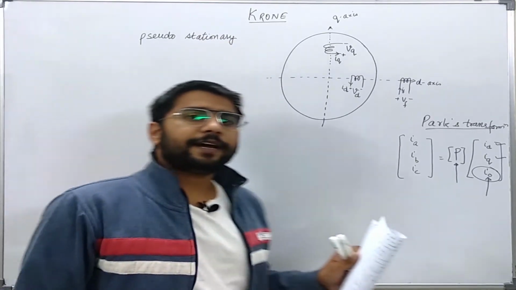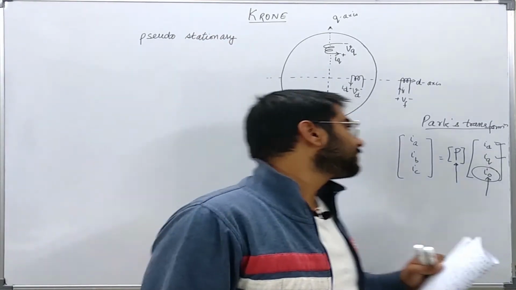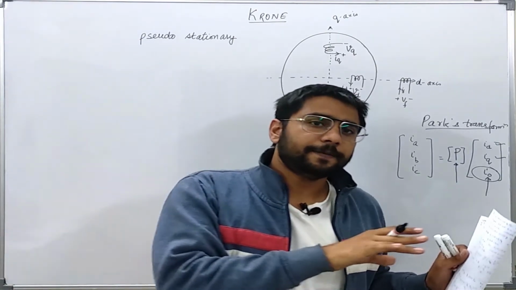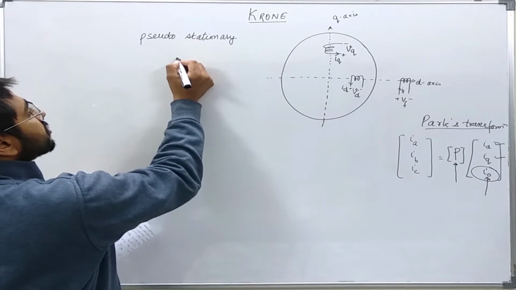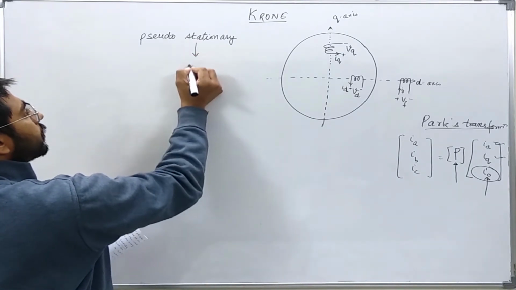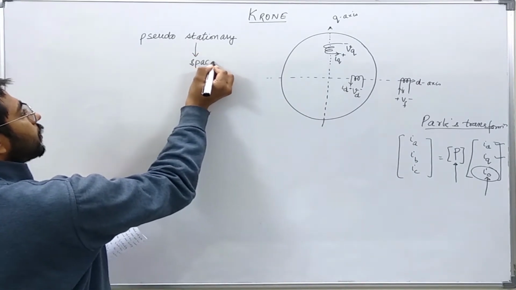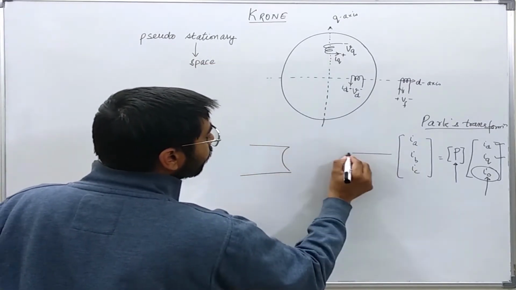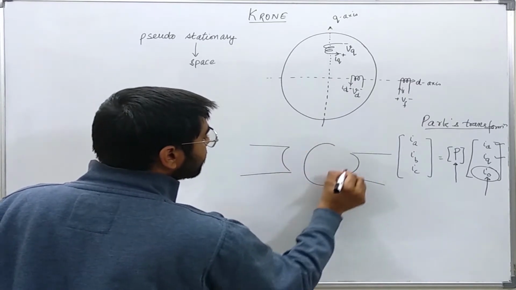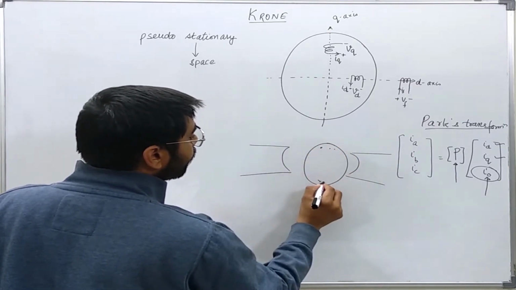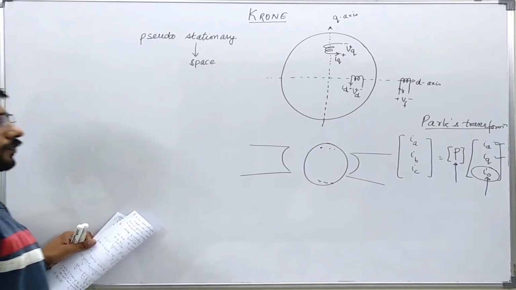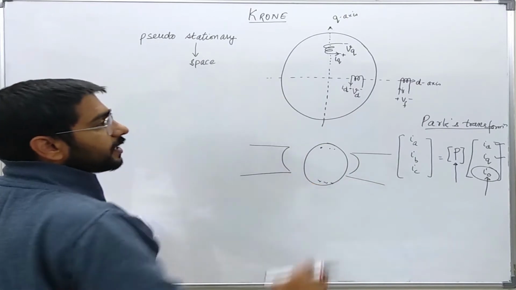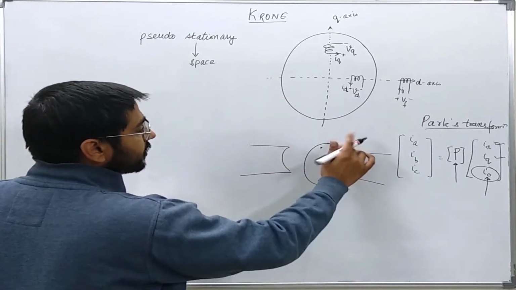You might have seen during the study of DC machines that the armature flux in a DC machine is always stationary in space. Usually in a DC machine there are poles and there is the armature with the various conductors. The field created by the armature is also stationary in space.